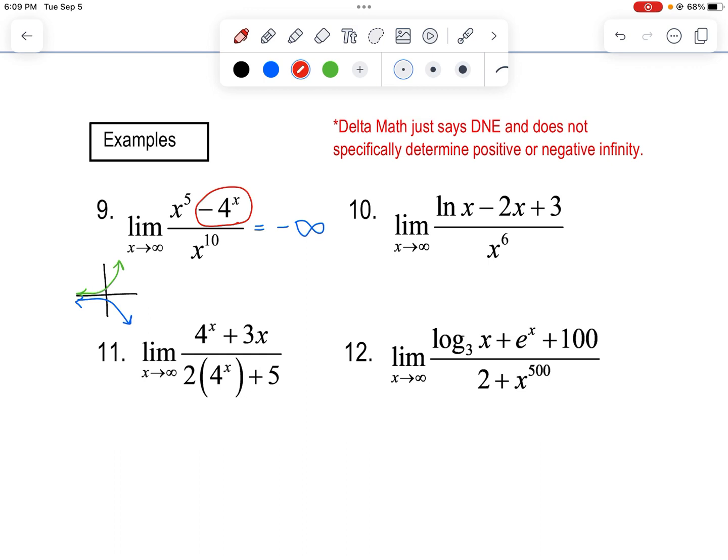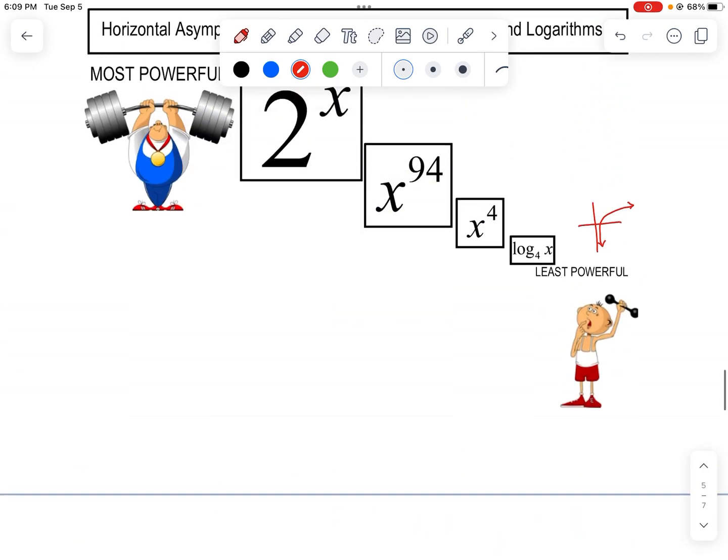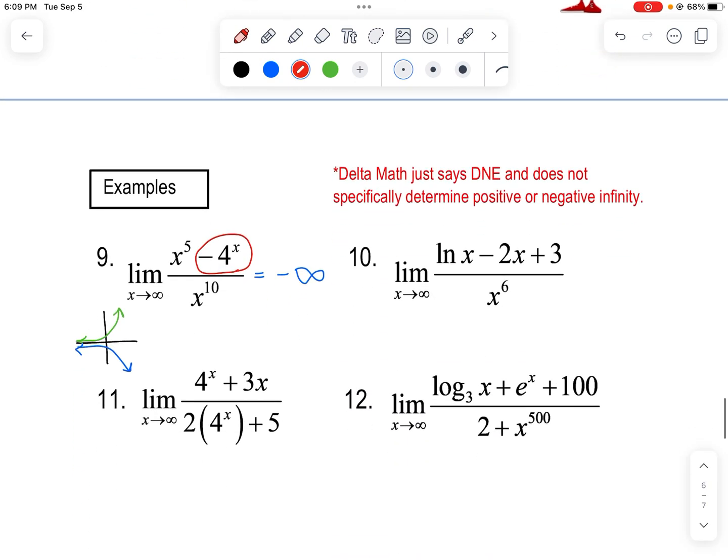All right, number 10. Again, we have the degree on bottom is bigger. But we also have this natural log. A natural log is the same as a log, right? So natural log is just a log, not very powerful, and therefore our exponents are the most powerful. So bigger on bottom is overruling everything else. And so we know that that is going to 0 because we're using our horizontal asymptote rules.